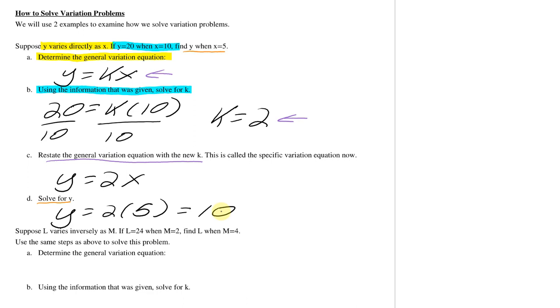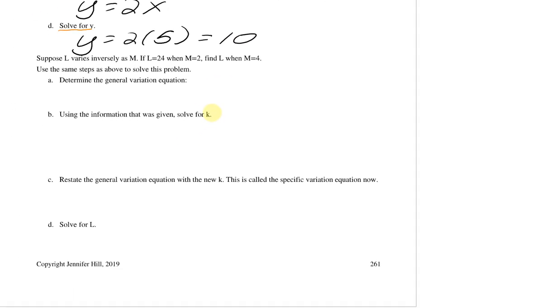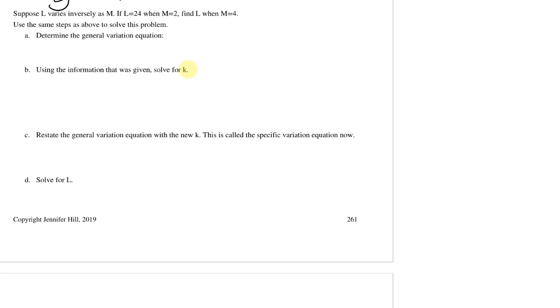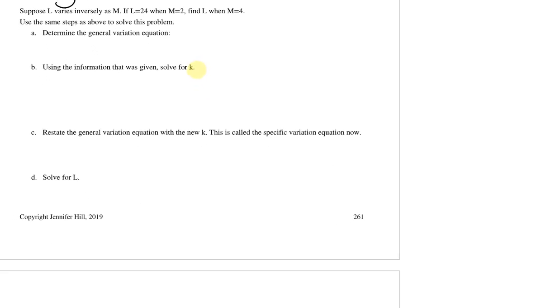So the next example on this page is using the same directions. I want you to pause the video and take all these directions at your own pace. Then check your work by hitting play when you're ready.